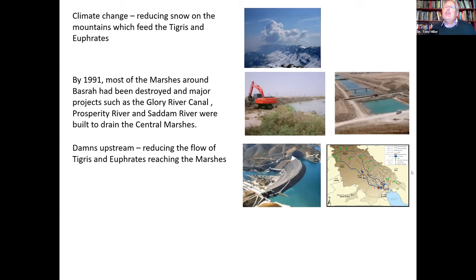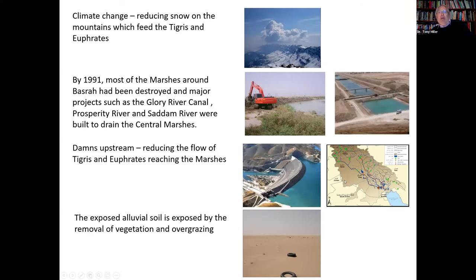The map on the left shows, with green dots, dams which are damming parts of the Tigris and Euphrates right across the drainage basin. These big dams, like the Atatürk Dam in Turkey, are stopping the water, and there's basically not enough water coming down to these regions anymore. This is causing the vegetation to disappear. With no vegetation left, the soil, which is very fine alluvial soil, is easily blown away when exposed. Overgrazing stops the re-establishment of vegetation.